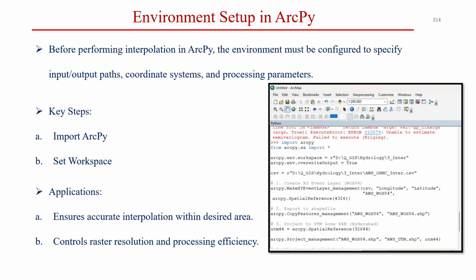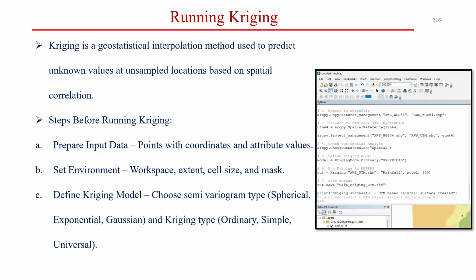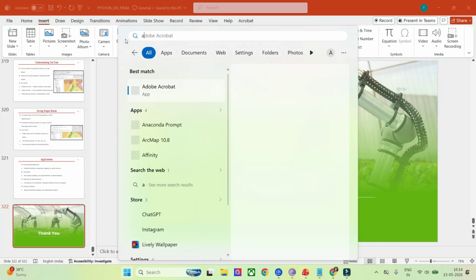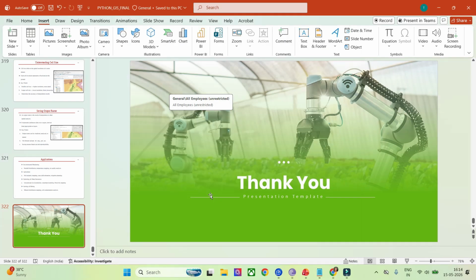Now the environmental setup. Obviously we need to first set up our environment. The workspace would be the folder path where your ArcGIS will look for inputs and save outputs. I will show it to you practically also. All these things we will follow in the practical. So let's get started with the practical here. Search for ArcMap. Right click, run as administrator.